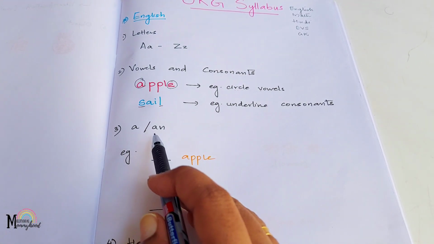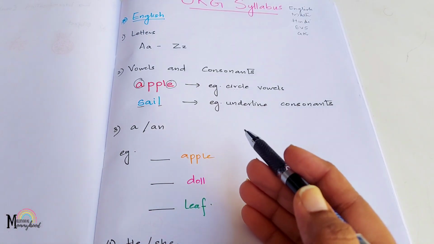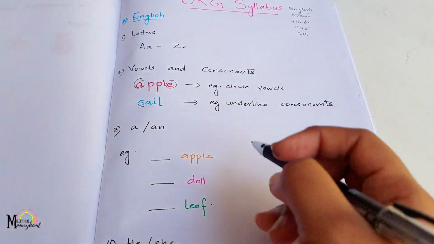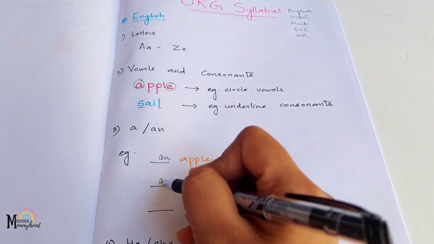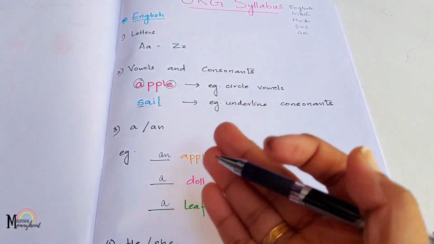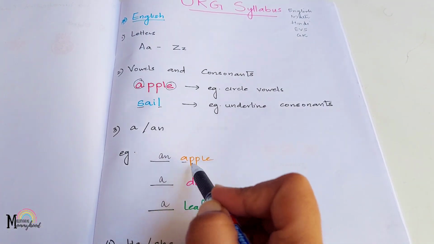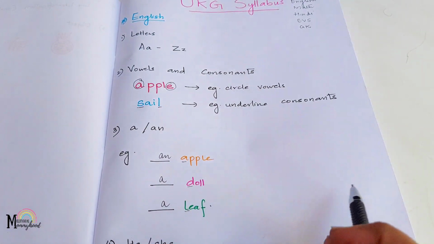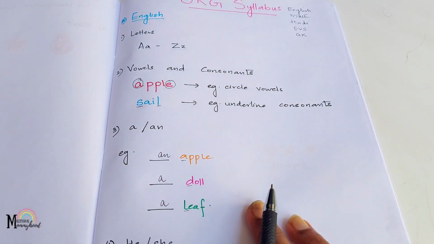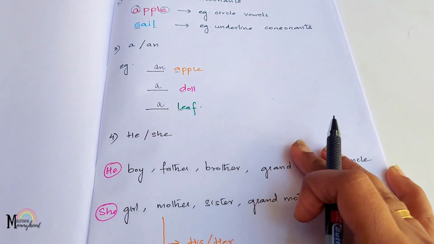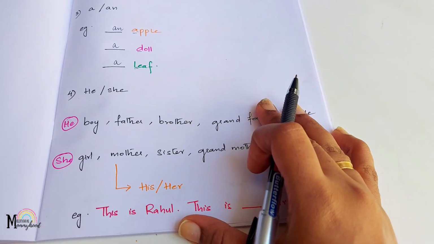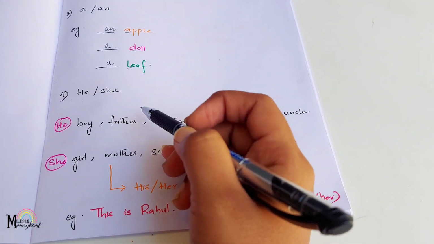Next is a and an. So they are taught where you can use a and where you can use an. For example, anything which starts with a vowel, you will be using an, and anything which starts with something other than a vowel, or in some special cases, you will be using the letter a. So they'll be given a lot of words, and based on the rules, they have to write an or a in front of it.